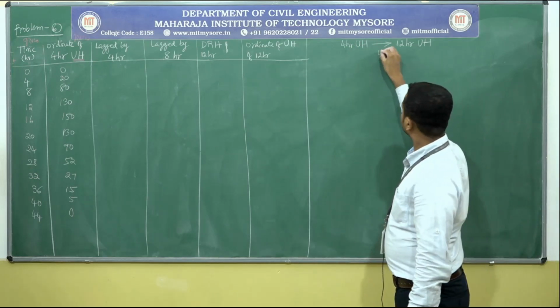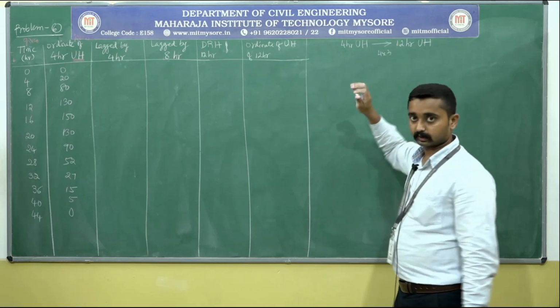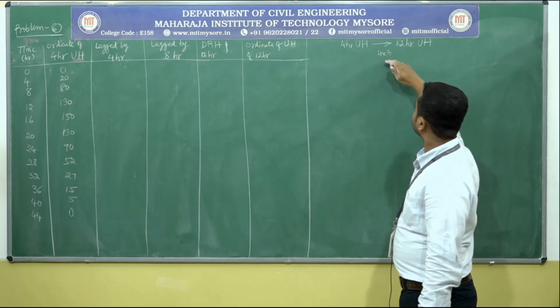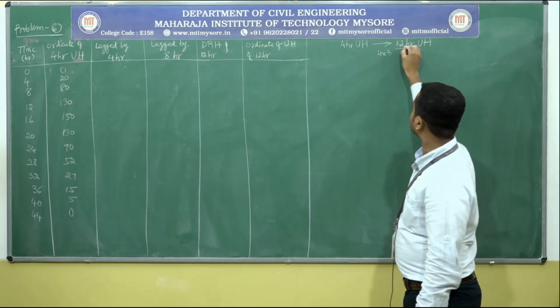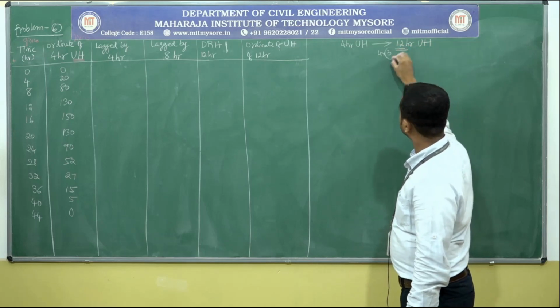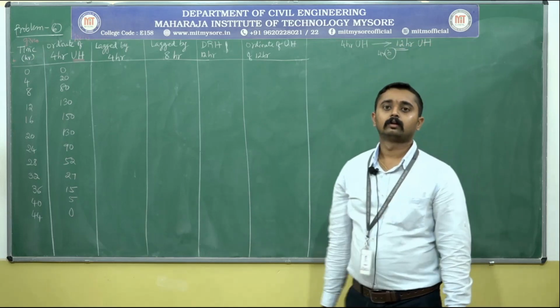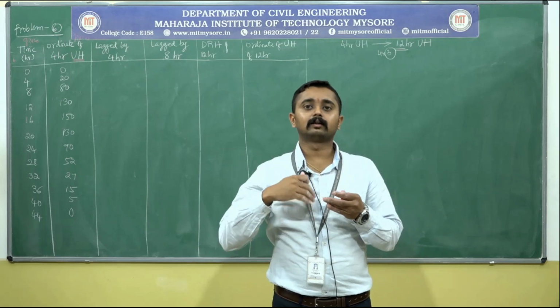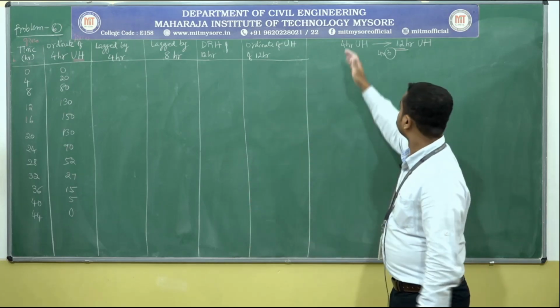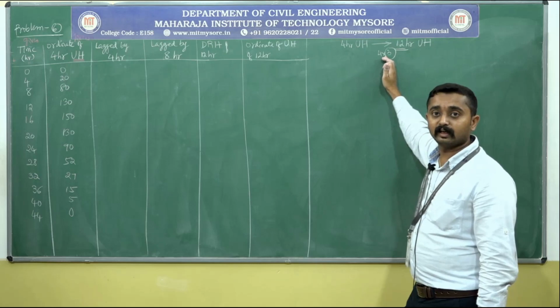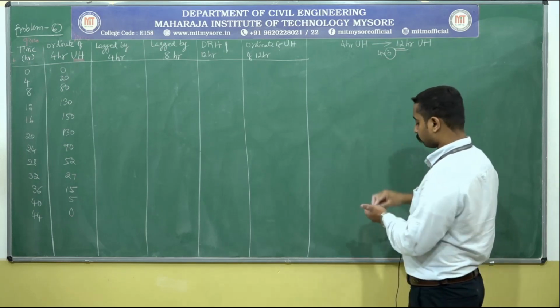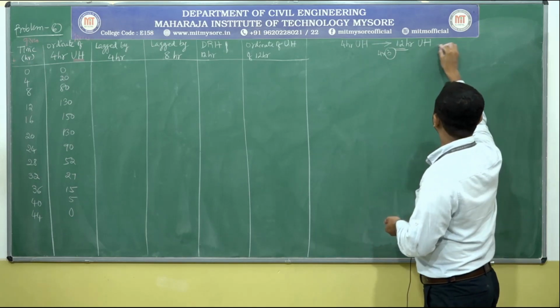4 into 3, 12. Now, this is clearly the multiples, correct? That means 3 is an integer. Directly we can go for the method of superposition.